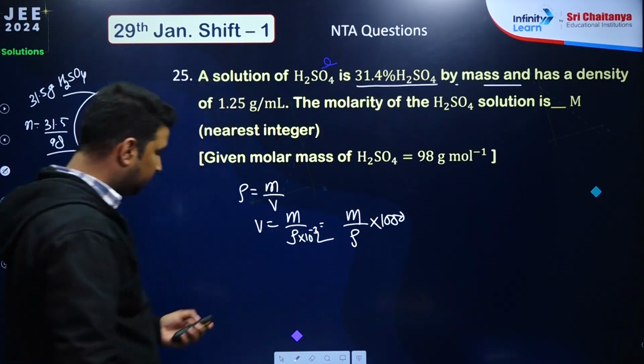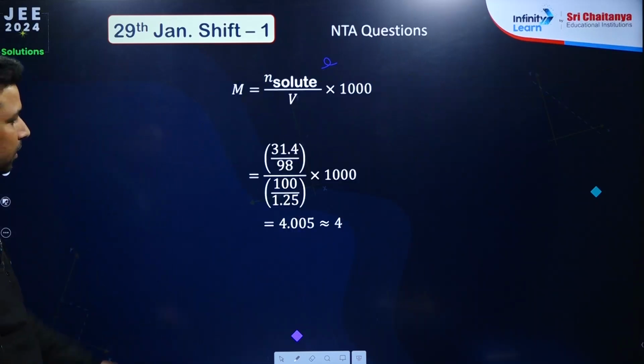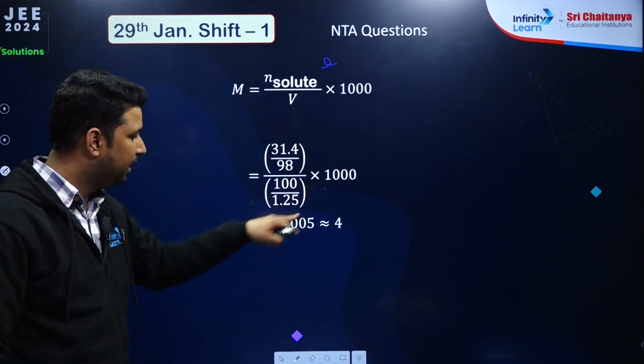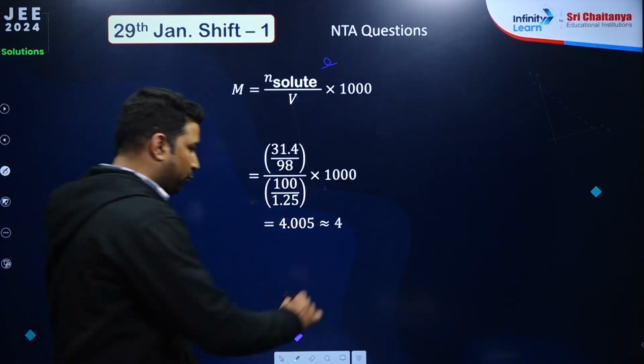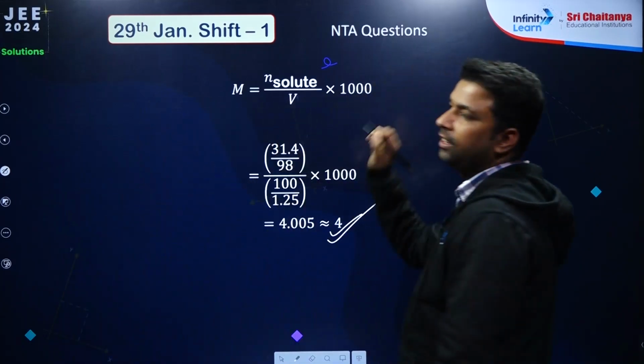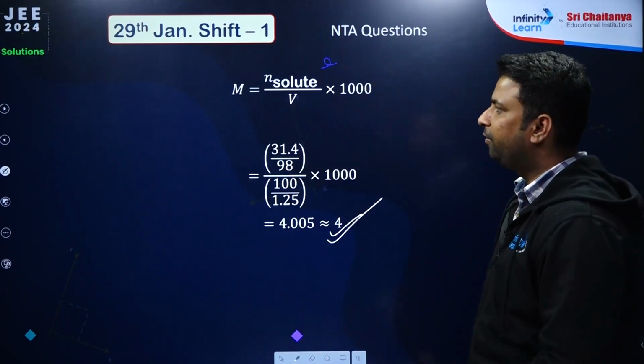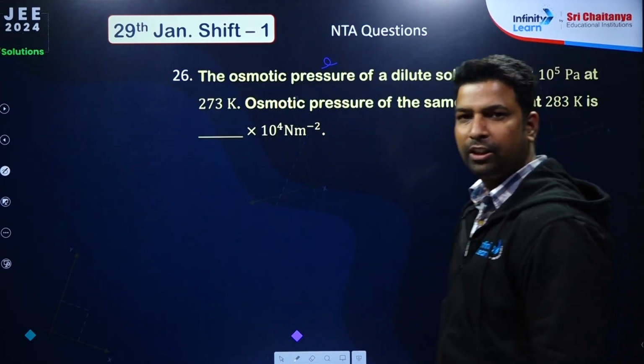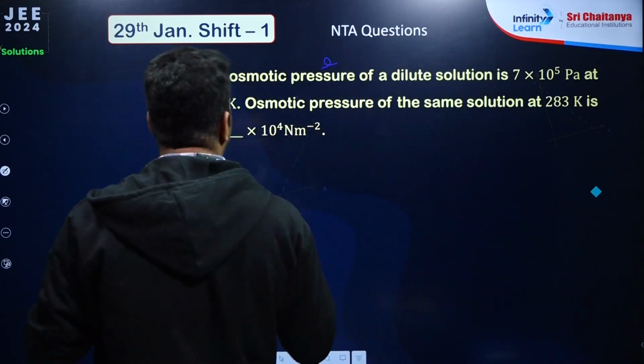So what will be your answer? Answer will be like that. Number of moles upon volume in liter, answer will be 4. So 4 will be your right answer for the question number 25. Come to the question number 26. It is again a very easy question.